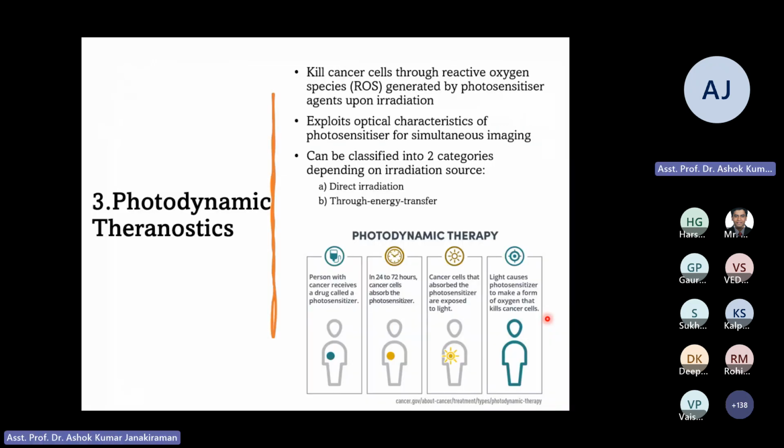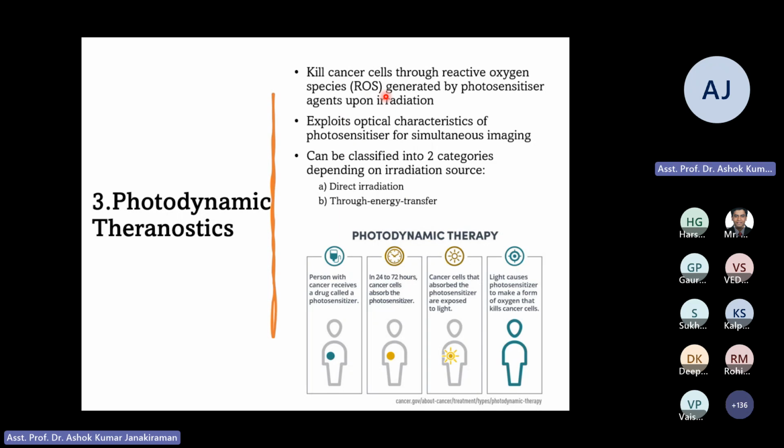I hope you understand from the video how normally in radiotherapy the cell dies due to the radiation. So another technique is the photodynamic technique. This actually is a unique mechanism. You can see that it kills the cancer cells through the reactive oxygen species generated by the photosensitizer agent upon radiation.